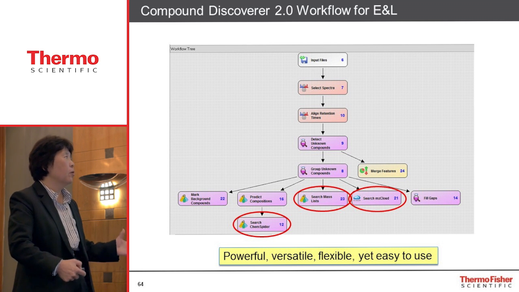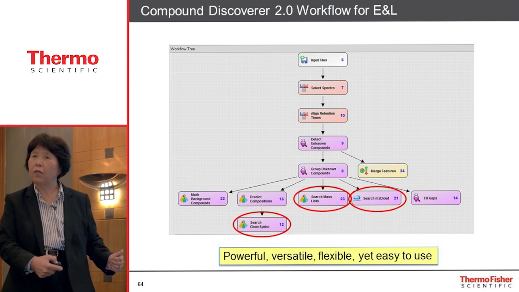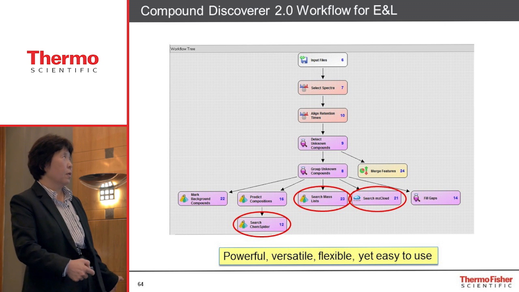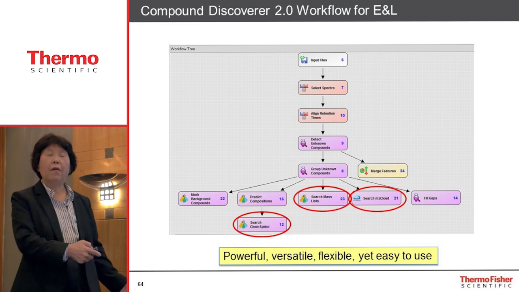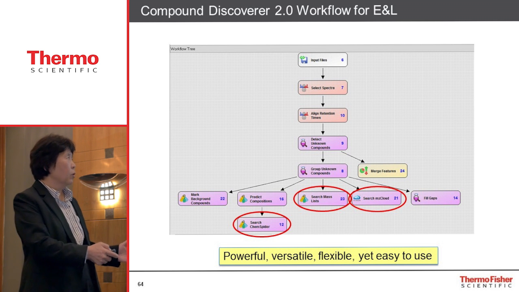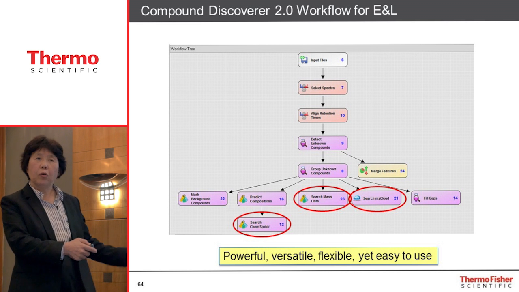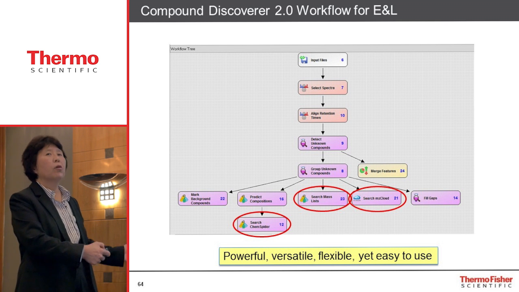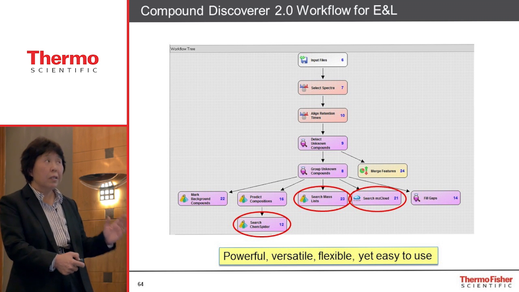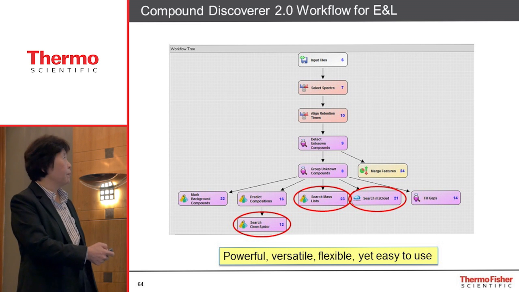It's versatile, it's flexible, yet easy to use. Normally, when the software is powerful, it's hard to use. Not for Compound Discoverer, right? And if you don't want to spend the time at the beginning, you simply can use a built-in template. We have a wizard there. All you need to do is follow the wizard, use a built-in template, and literally in 15 minutes, you can start to process your data.